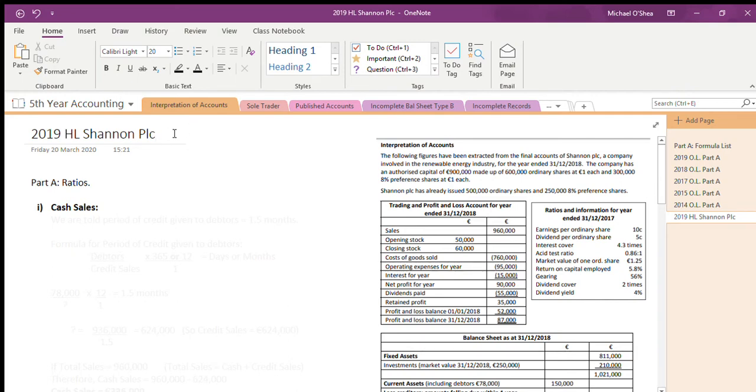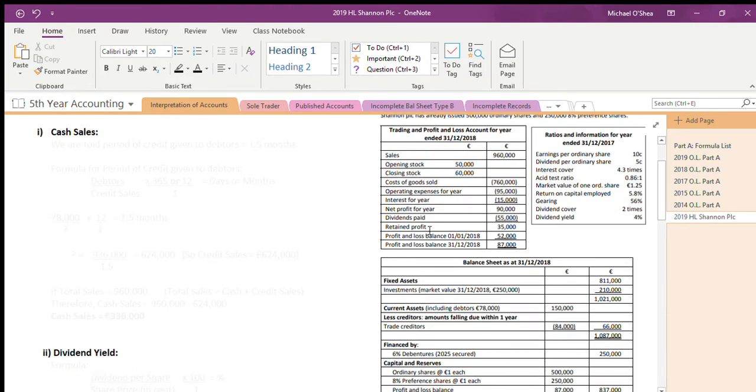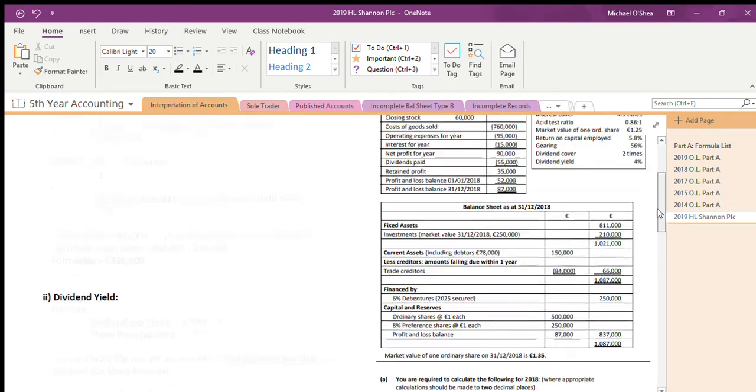This is the 2019 Interpretations of Accounts question, Shannon Plc. Just to look through the question, we have a little bit of information at the start. We're given the trading profit and loss, and we're given the balance sheet, similar to ordinary level, except there's obviously greater detail involved in especially the trading profit and loss, but a little bit in the balance sheet as well.